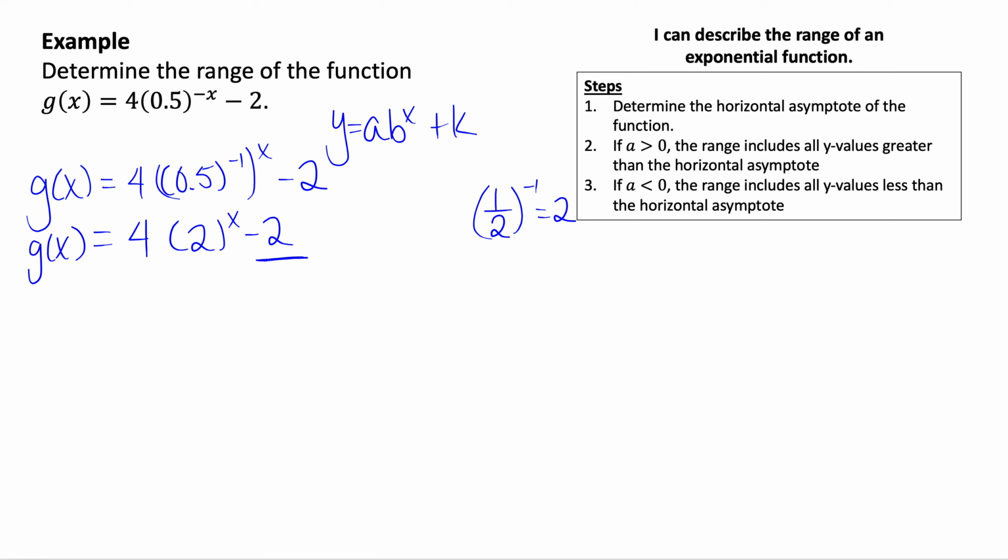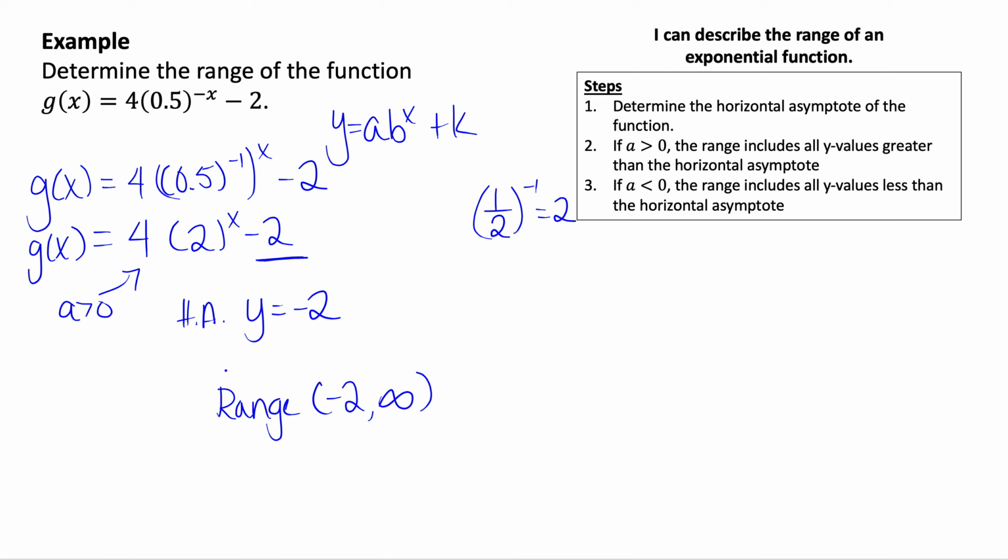So k, which is negative 2, tells me that I have a horizontal asymptote at y equals negative 2. My value of a is greater than 0, so that means all my y values are going to be above negative 2. So the way I would describe the range is from negative 2 to positive infinity.